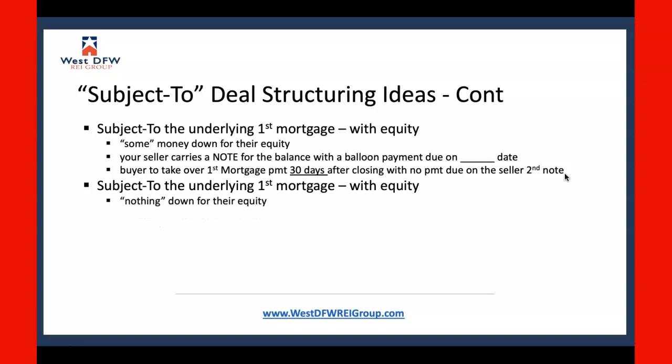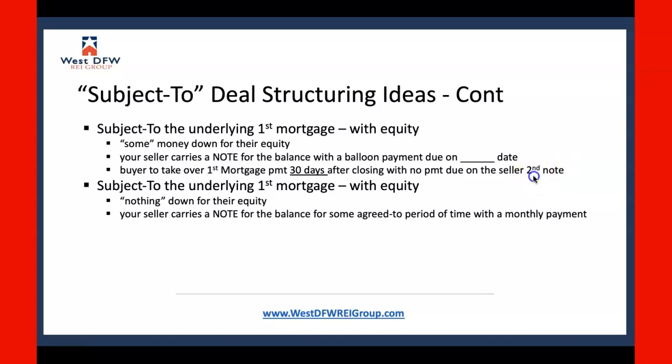Another one with equity. In this one, they get nothing down. The last one, they got some down. This one, they get nothing down. The seller carries a note for the balance for some agreed-to period of time with a monthly payment. So in this case, it's not a no monthly payment deal like the last one. This one has a payment for some period of time that you both agree to. That would go into the note.